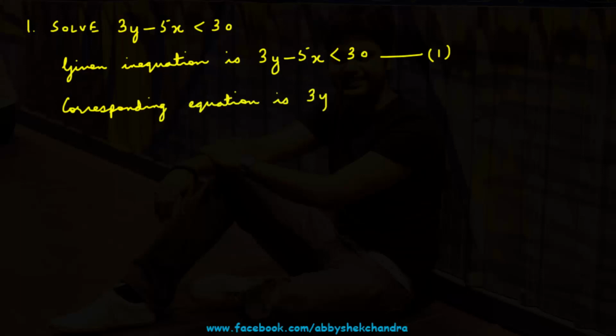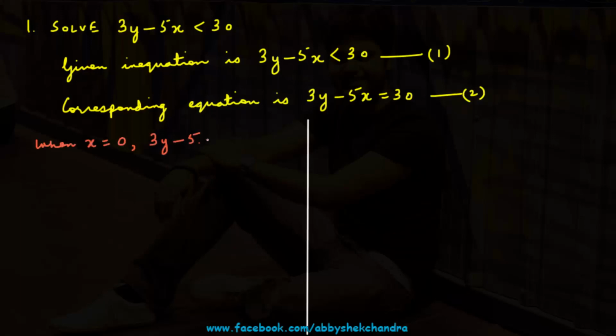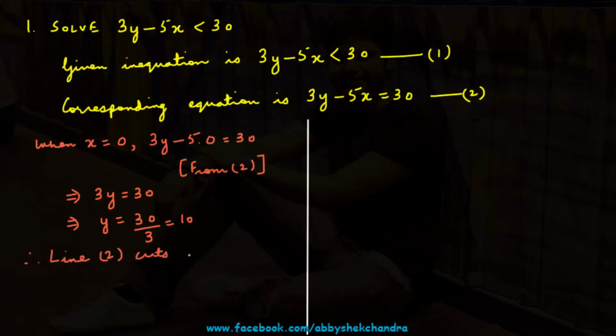Given inequation is 3y minus 5x less than 30. The first thing that we need to do is plot the corresponding equation. Corresponding equation is 3y minus 5x equal to 30. When x equal to 0, 3y minus 5 times 0 equal to 30 from equation 2, or 3y equal to 30, or y equal to 30 divided by 3 equal to 10. Hence, line 2 cuts y-axis at the point 0, 10.